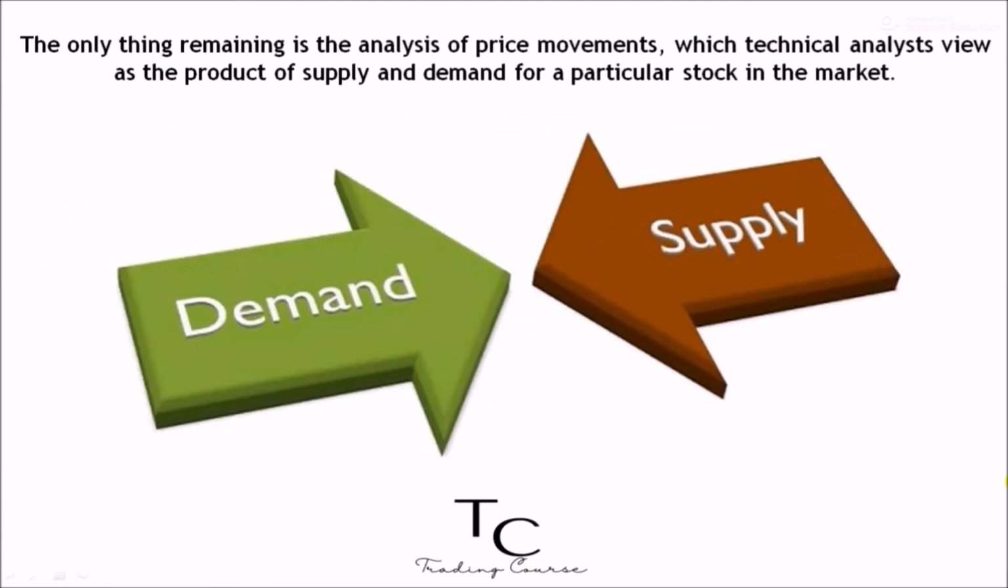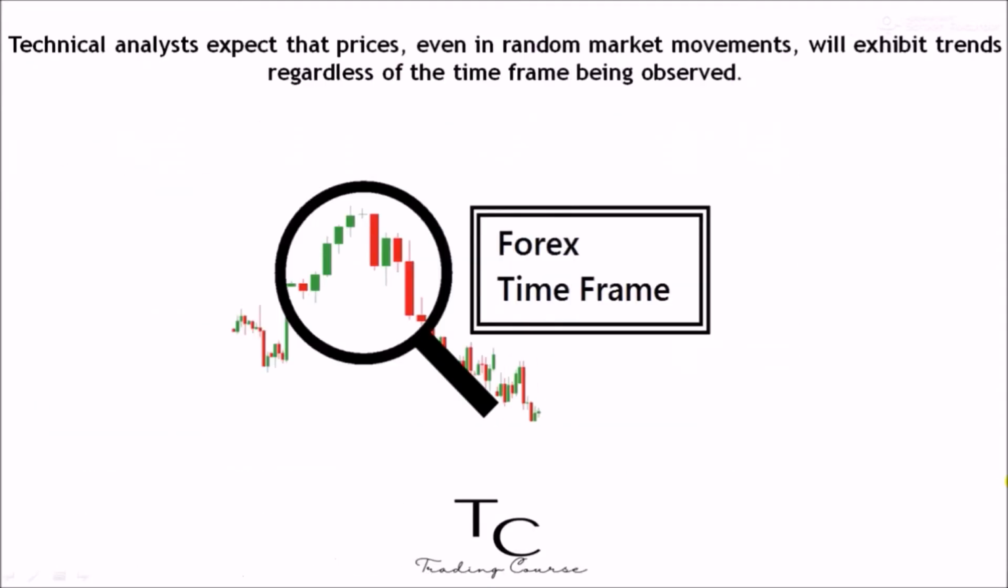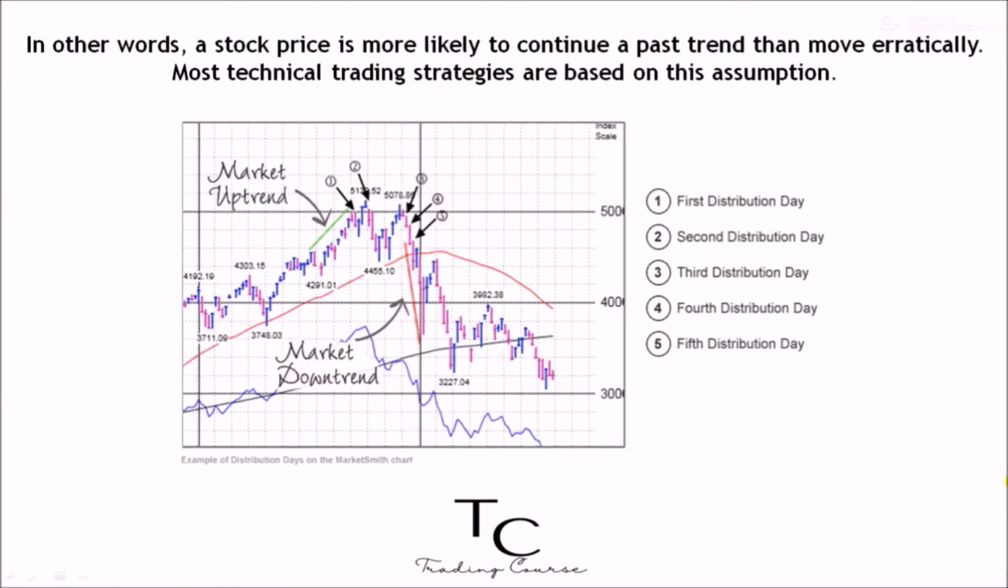prices. The only thing remaining is the analysis of price movements, which technical analysts view as the product of supply and demand for a particular stock in the market. 2. Price moves in trends. Technical analysts expect that prices, even in random market movements, will exhibit trends regardless of the time frame being observed. In other words, a stock price is more likely to continue a past trend than move erratically. Most technical trading strategies are based on this assumption.